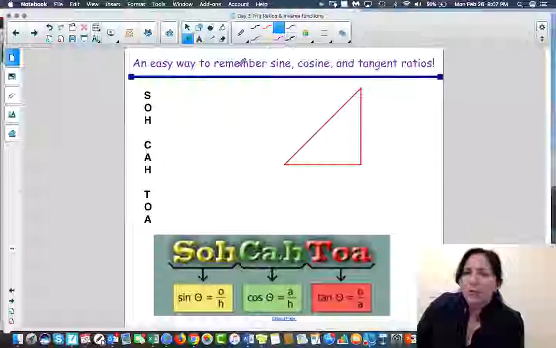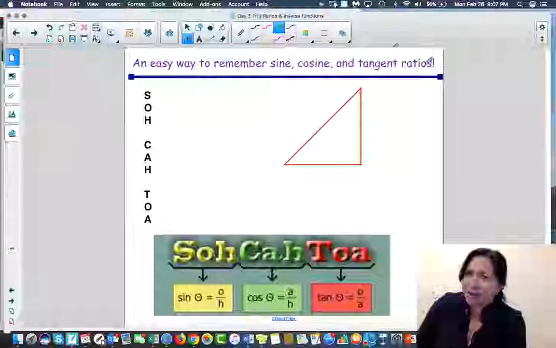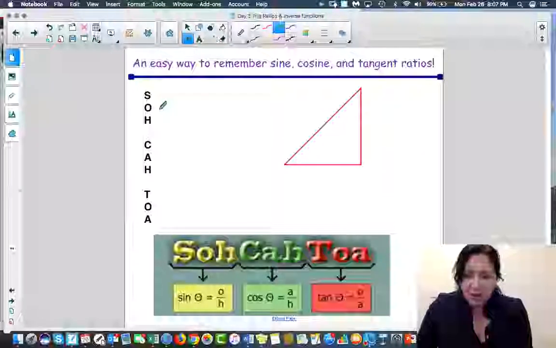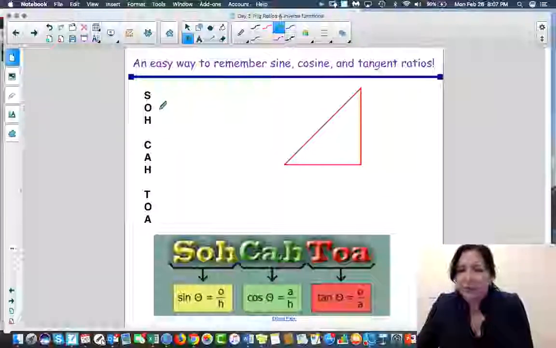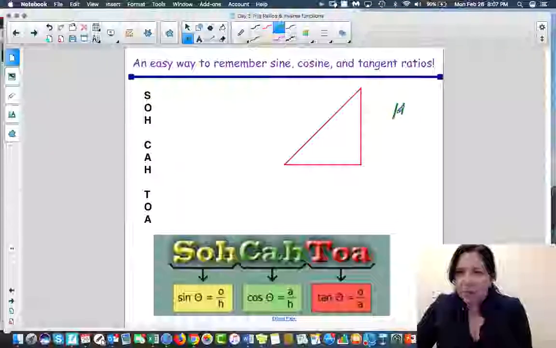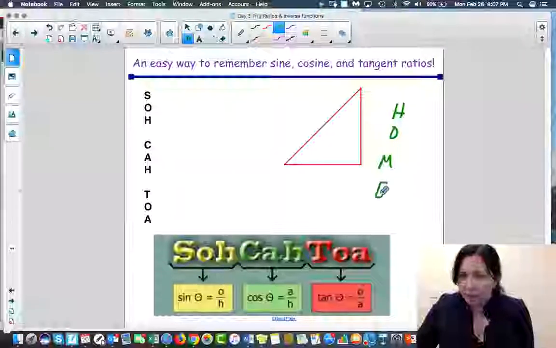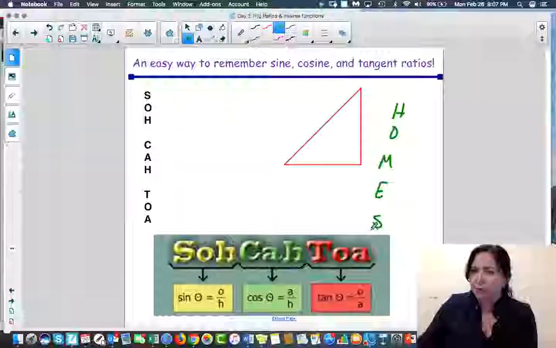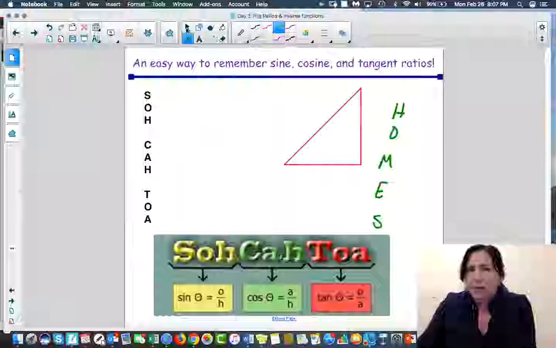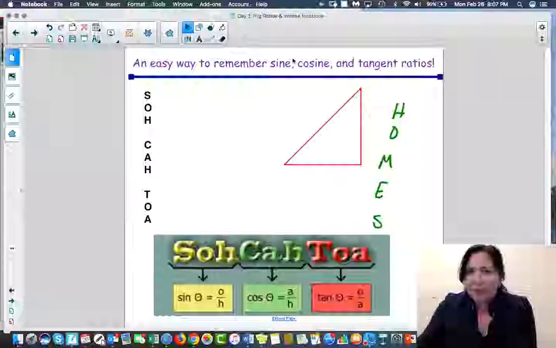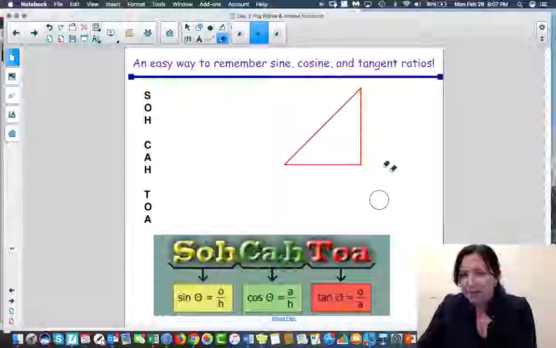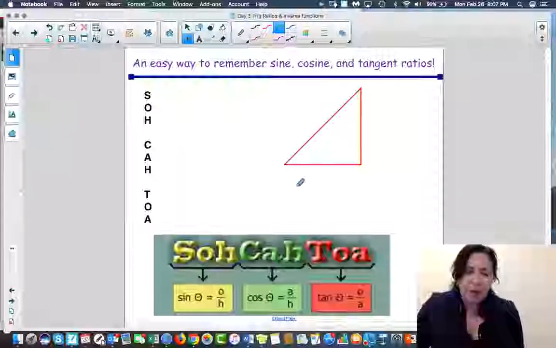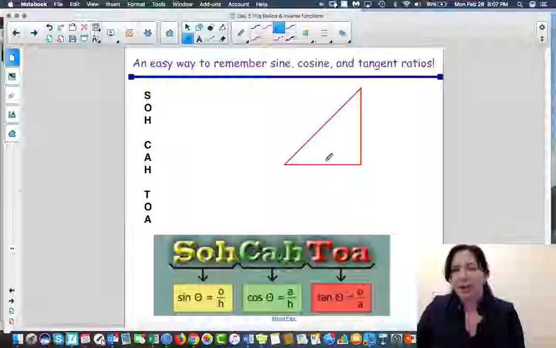Okay, so there are some ways to remember sine, cosine, and tangent. And we actually have a mnemonic. A mnemonic is something that helps you remember something else, like HOMES. You learned this in geography, right? Huron, Ontario, Michigan, Erie, Superior. HOMES are the Great Lakes, right? And so, that's a mnemonic. It's something that helps you remember something else, like PEMDAS. Parentheses are first, exponents are next, that kind of thing.